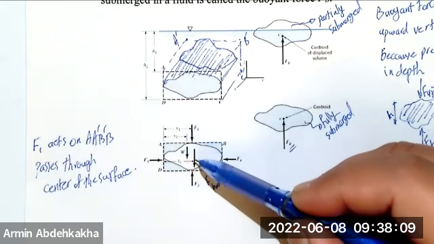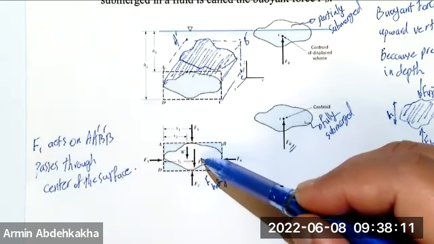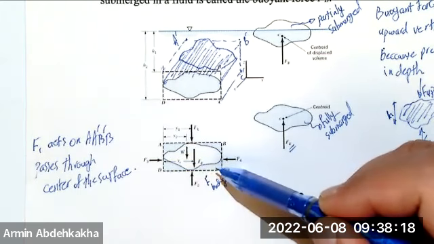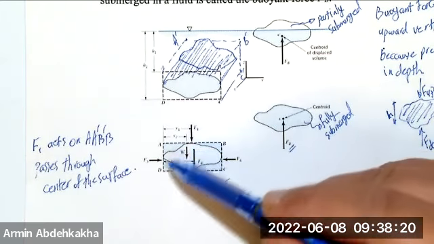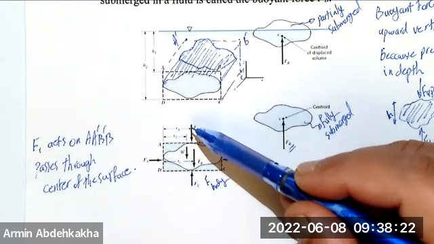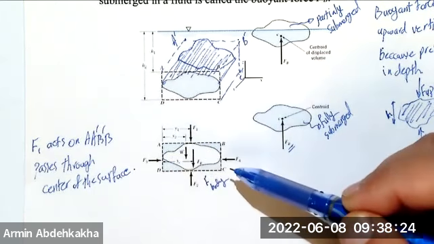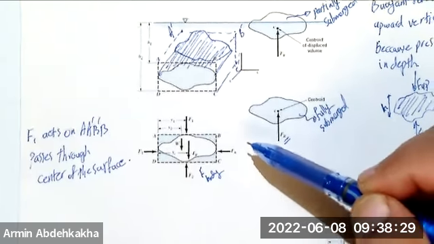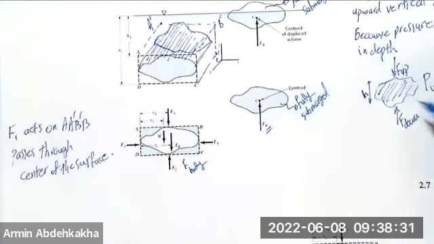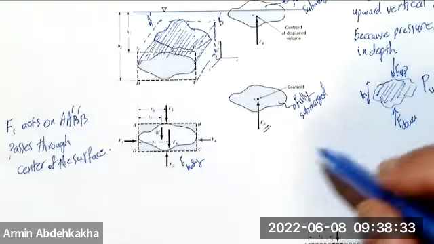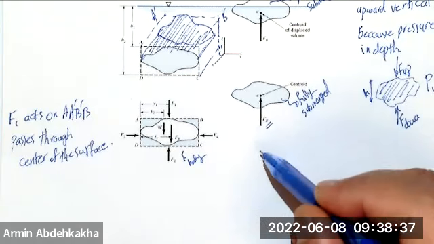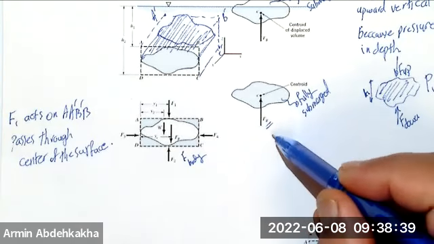If it was, it should pass through the center of mass of the object, but it's not. It's only the weight of the fluids that we have in this control volume. Then the forces at the boundaries: one is pressure at top, bottom, and right and left, right?